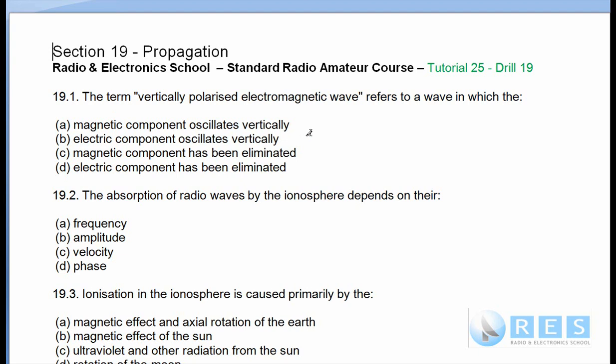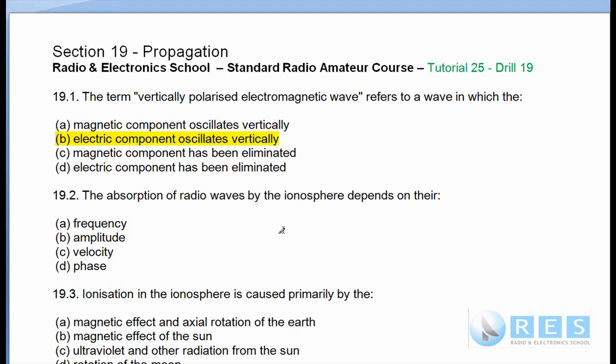19.1. The term vertically polarized electromagnetic wave refers to a wave in which the electric field oscillates vertically. Never forget this. The polarization of an electromagnetic wave is only determined by the direction of the electric field in the wave. It has nothing to do with the antenna. The magnetic field is at right angles to the electric field. So if the electric field is vertical, the magnetic field is horizontal. The wave polarization gets its name only from the direction of the electric field.